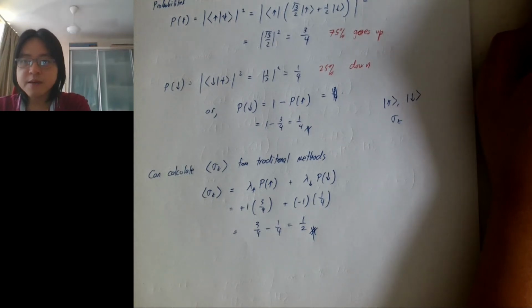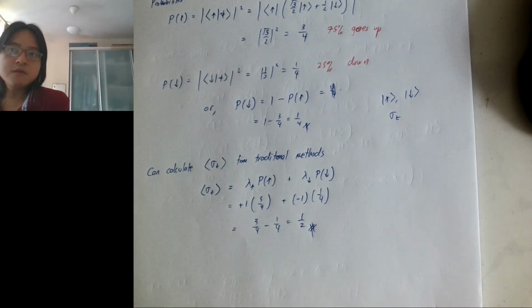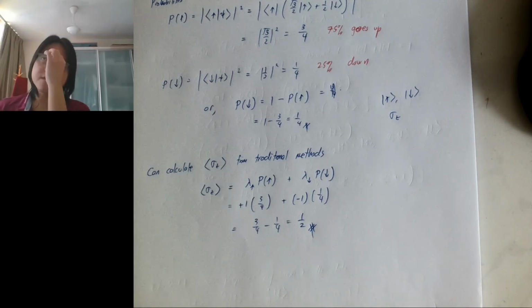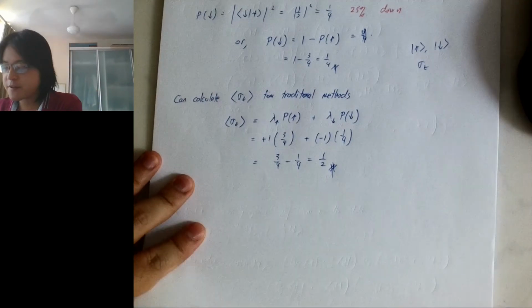Yes, operator up, lambda up. So yes, it's not always plus and minus 1. It's only for this Stern-Gerlach experiment. So when we talk about other things, in the next few chapters we will solve more and more different problems, and we will get different values.